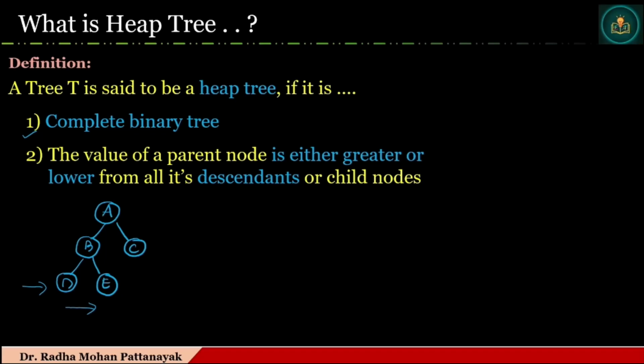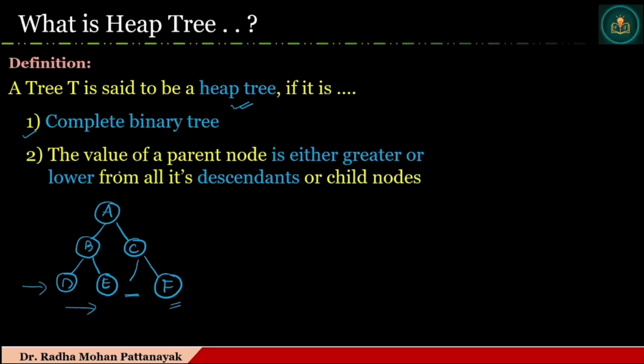For example, let me insert an element F in the right part of C. If I insert F here, then it violates the rule, because the left part of C is still blank, right? So by leaving the left part, we cannot insert in the right side of a node. If you insert like this, then it is not called a complete binary tree, it is just a binary tree. But if you insert all the nodes from left to right, then that is called a complete binary tree. So if the binary tree is a complete binary tree, then we can say that tree is a heap tree. Then what is the second rule?